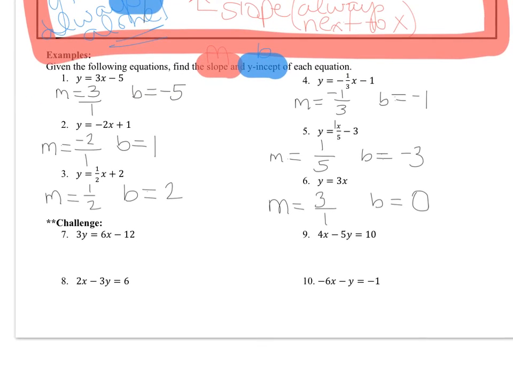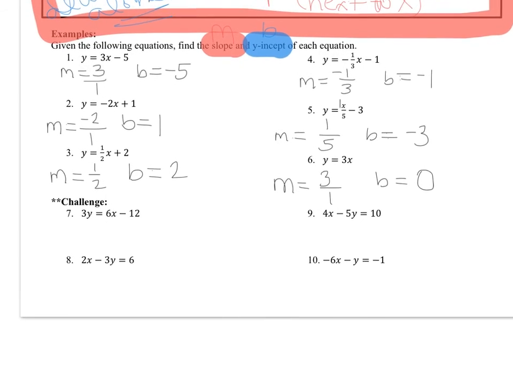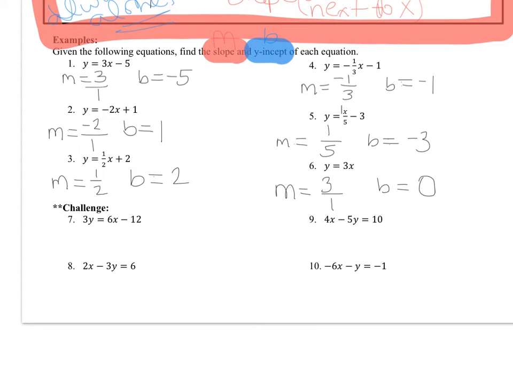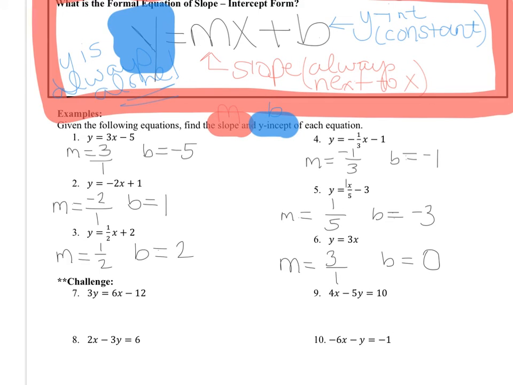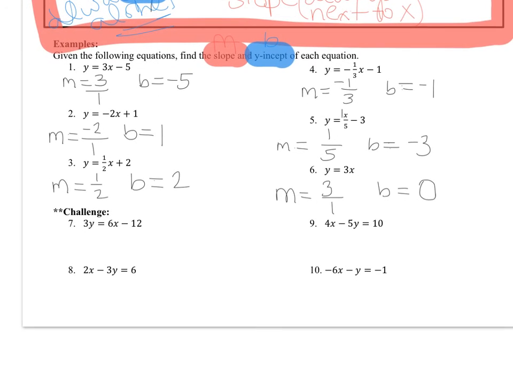And let's keep going. Let's look at some of these challenge questions. Notice this equation right here. I cannot immediately assume m is 6 and b is -12. Do you know why? The reason is because look up at my notes. Y is always alone. Down here, is y alone? Nope. So I got to get y by itself. So what am I going to do to get y by itself? I'm going to divide by 3.